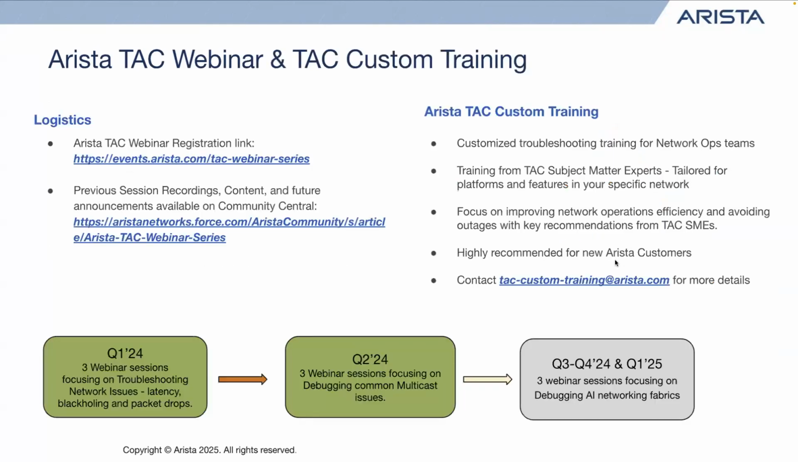In Q1 of 2024, we did 3 webinar sessions on troubleshooting network issues related to latency, black holing, and packet drops. Later in Q2 of 2024, we did a 3-part webinar series on multicast related troubleshooting. In Q3 and Q4 of 2024, we did 2 sessions on troubleshooting AI networking fabrics. And now we are in Q1 of 2025 doing the 3rd and final part on troubleshooting an AI networking fabric. All these sessions, their recordings and content are available in the Arista Community Central article linked on this slide.